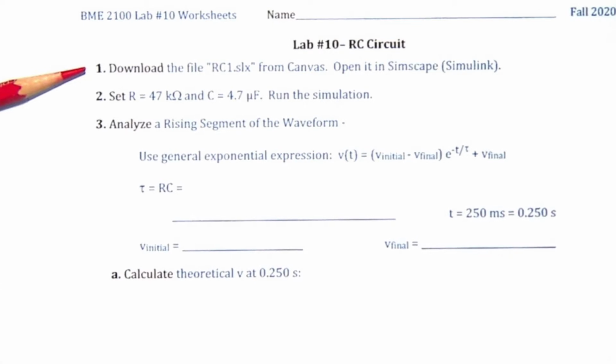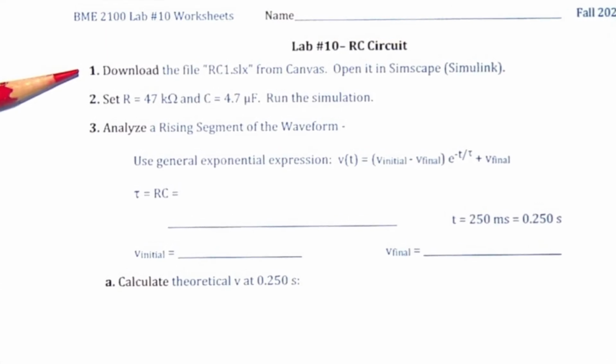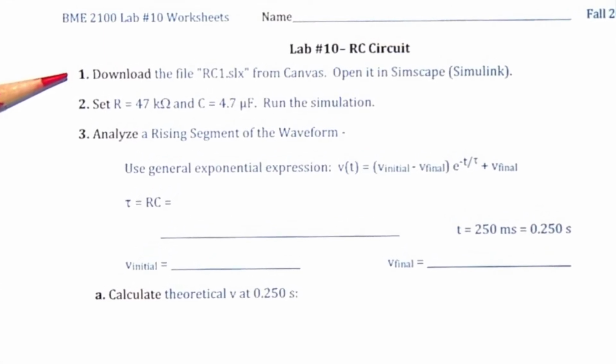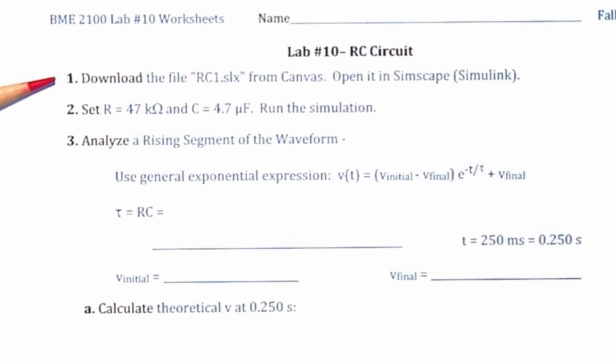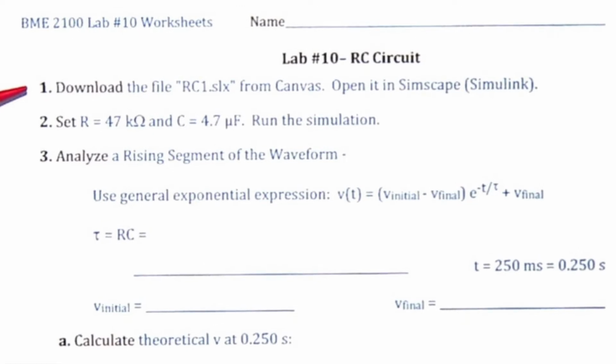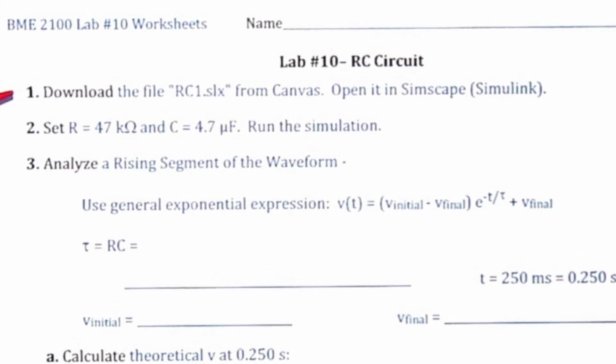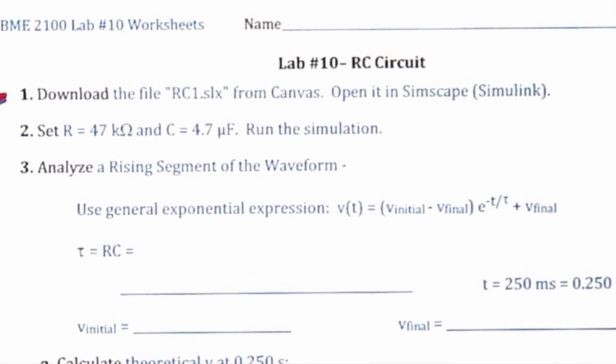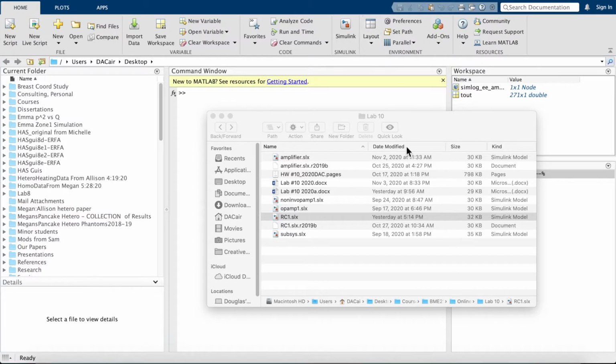The circuit that we're going to analyze in this week's lab is a resistor-capacitor circuit, or RC circuit. To get the model, you will download the file titled rc1.slx from Canvas. Put it onto your computer, and you can open it up in one of 2 ways. You can double-click on the icon on your computer, or you can open up Simulink in the MATLAB desktop, search for the file, and open it up that way.